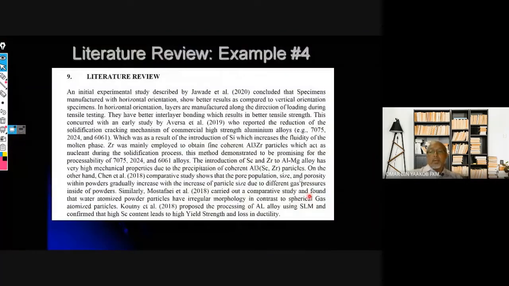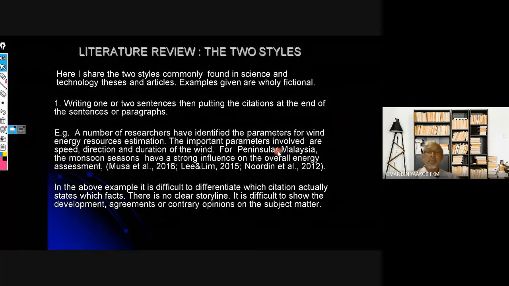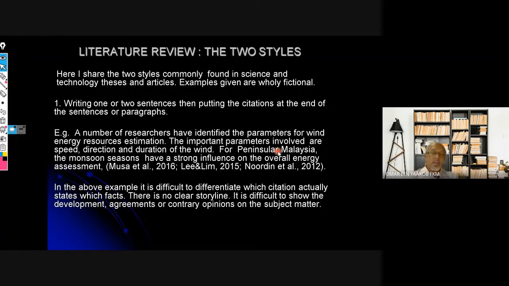So the last part of the class is actually about the two styles of writing the review, so that you can relate to what you did in the exercise before the class. Okay, there are two ways, like what I've shown just now, some examples.